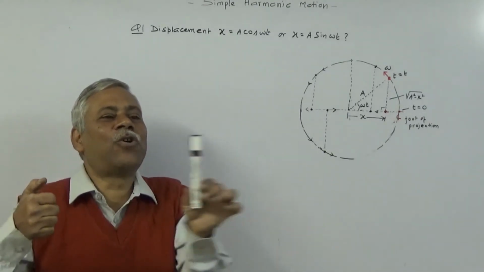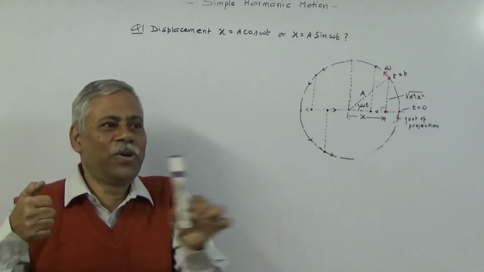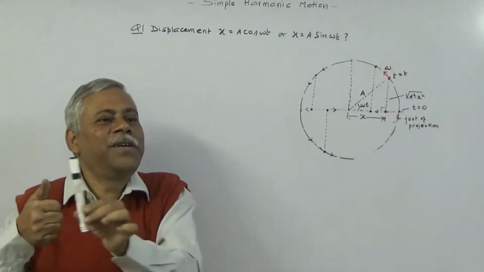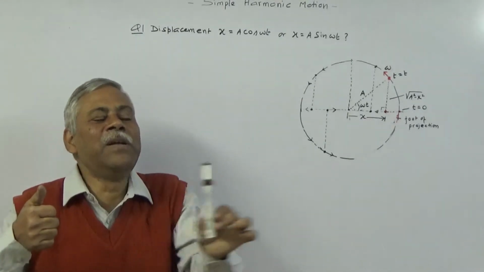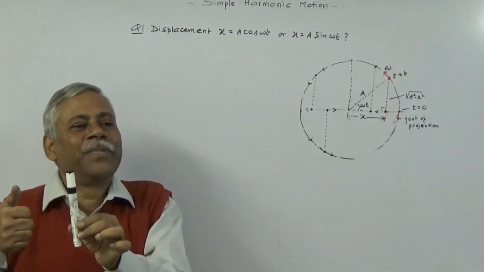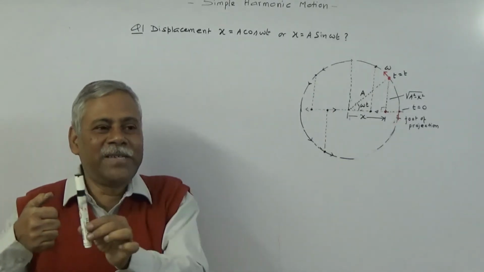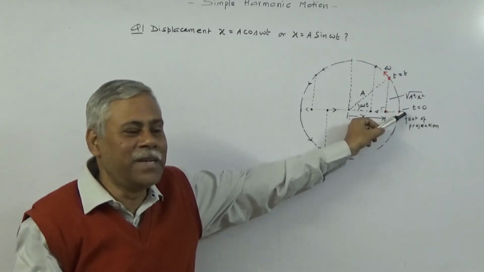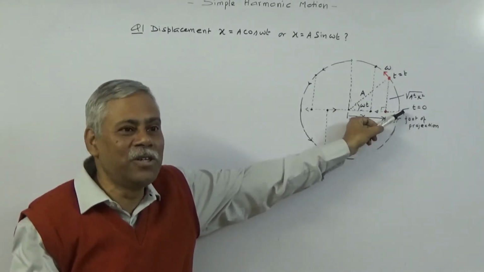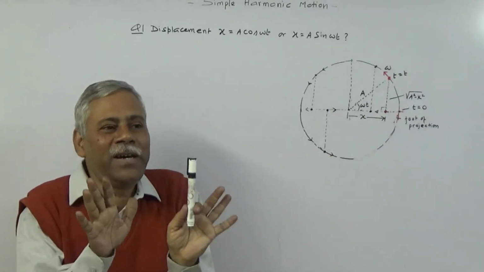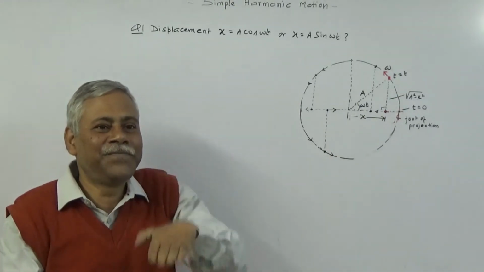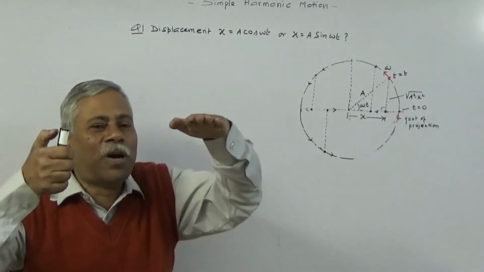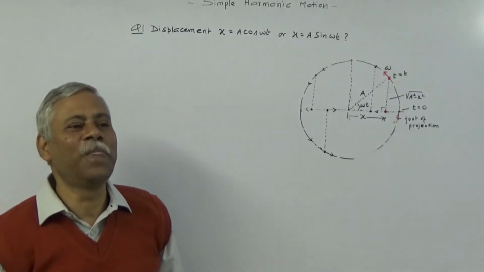Then x equals a cos omega t. When the body has reached the end position, you have started the stopwatch, x equals a cos omega t. That means you are measuring time from the end position of the body. See, I have indicated this position at t equal to 0. So very clear, the wooden block is oscillating. You have a stopwatch in your hand. It has reached the end position, you have started the stopwatch. Then for that motion, x equals a cos omega t.